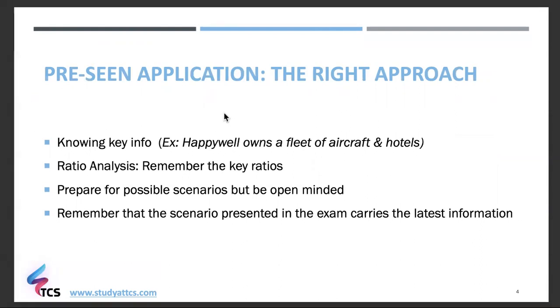Then, looking at the first part of tonight's webinar, Preseen application. What's the right approach? First things first, you need to know your key information. For instance, Happywell owns a fleet of aircraft and hotels. Likewise, you need to remember key information, but we've made your life easier because we provide something called an annotated Preseen. Once you go through the annotations, that's a good summary, and it highlights all the most important information which you need to remember. You'll see the annotated Preseen in a while, because based on that I'm going to conduct the Preseen analysis session.